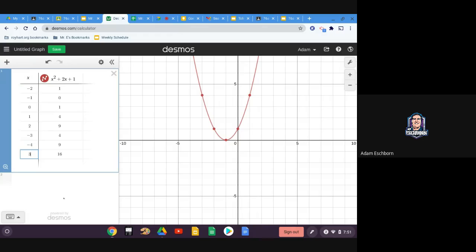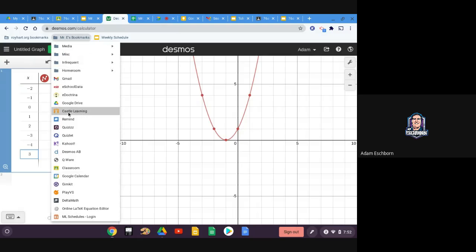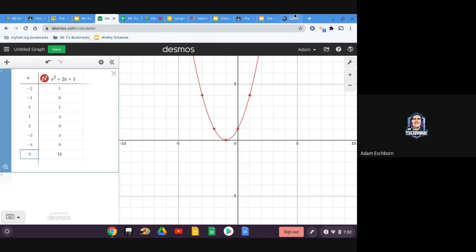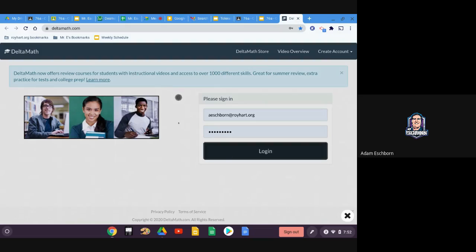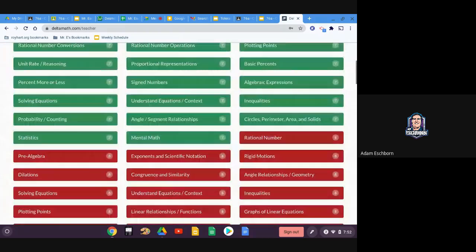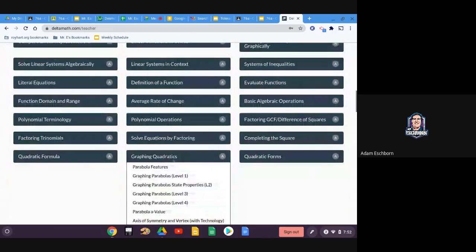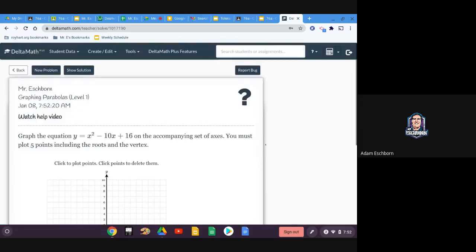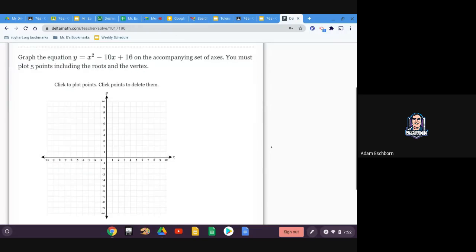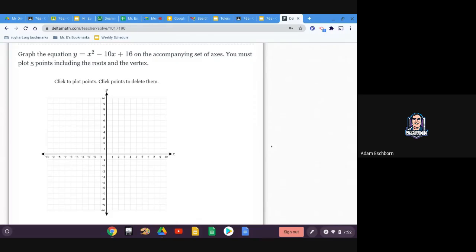So if you're on Delta Math and they ask you to graph a parabola, all you need to do is put it in here and convert it to a table, and then take the points from this table and put it back in Delta Math. So let's see what I mean by that. This one says, graph the equation. You must plot 5 points, including the roots and the vertex. So let's put that in our Desmos.